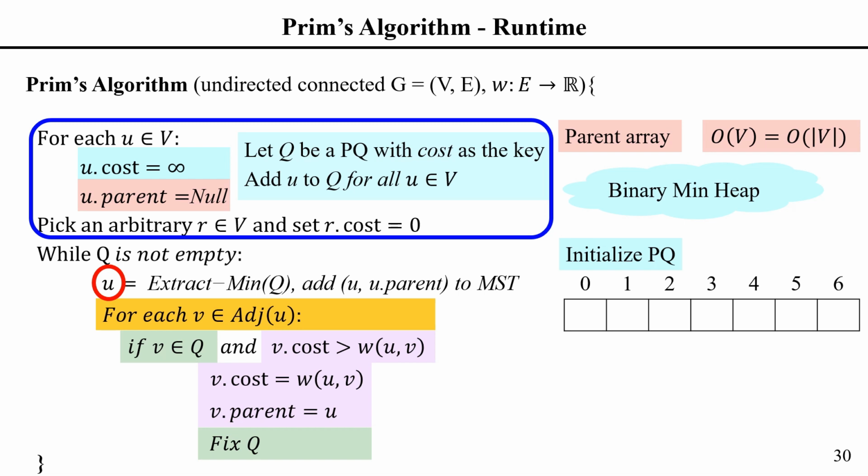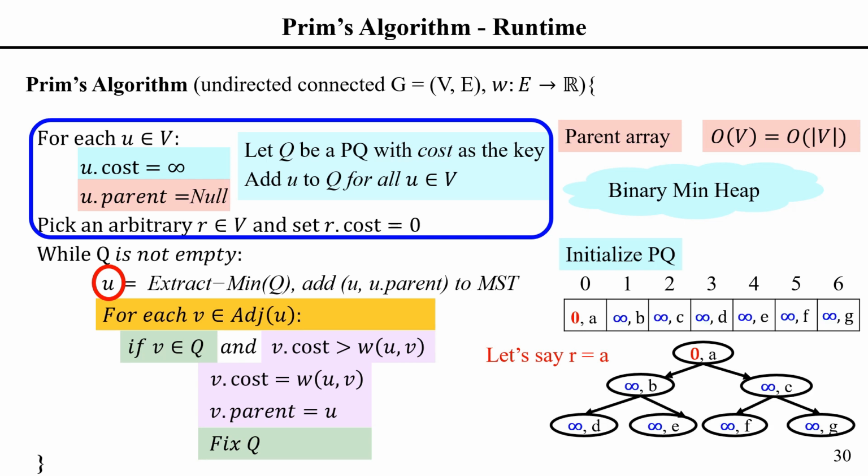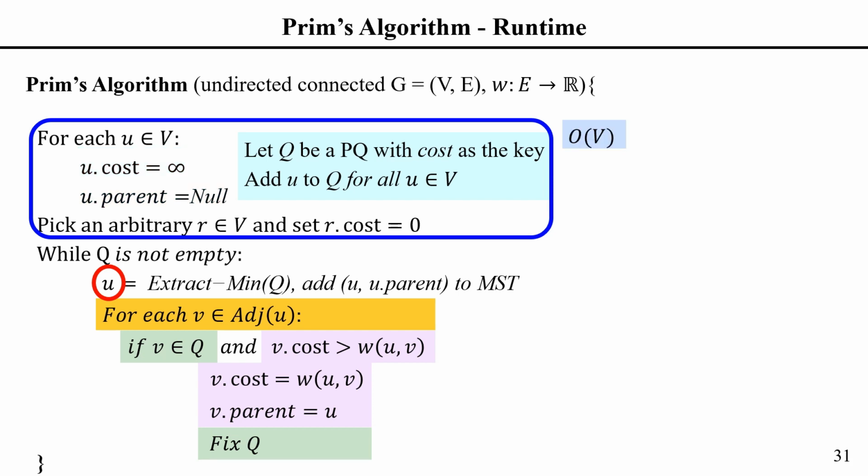But here's the special case. You see, each vertex has a cost of infinity except for the vertex R. So we only need to put vertex R and its cost at the root of the min heap. And the other keys can be anywhere. So it takes order V as well. So overall, this initialization stage takes order V time.